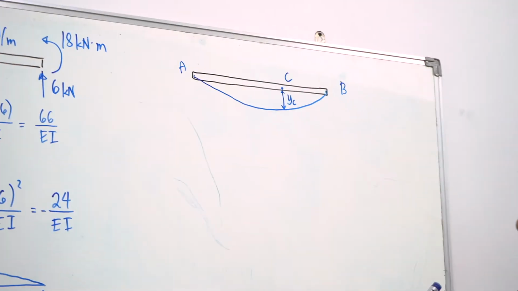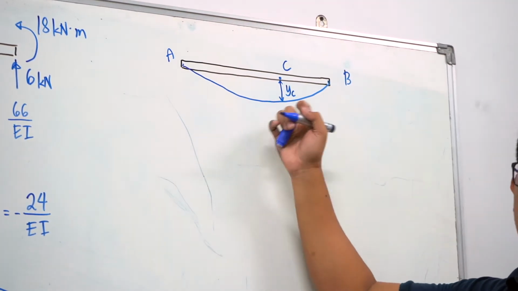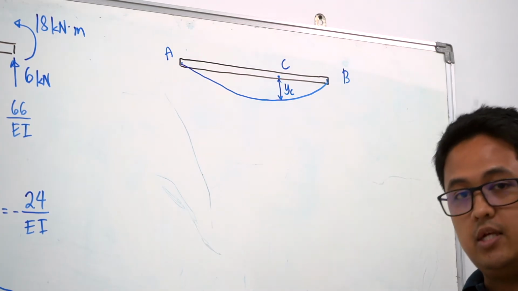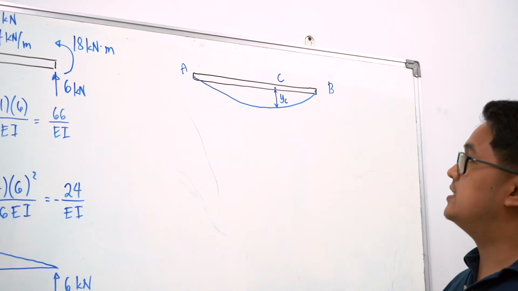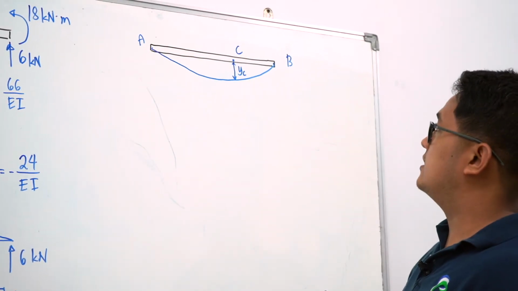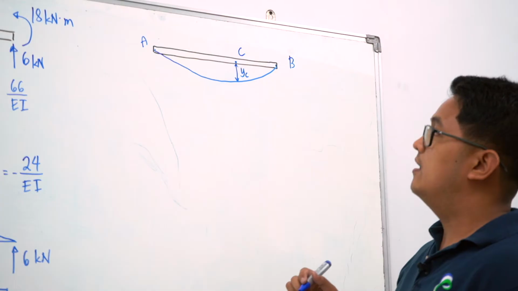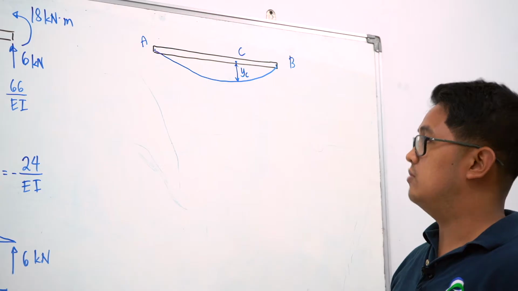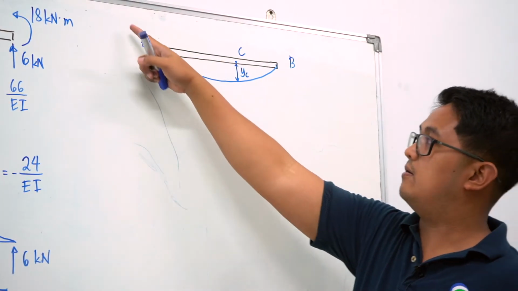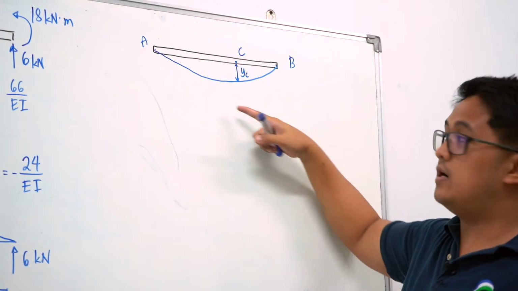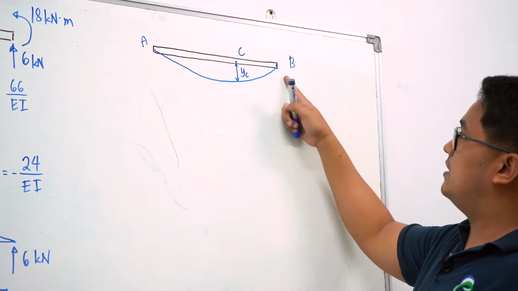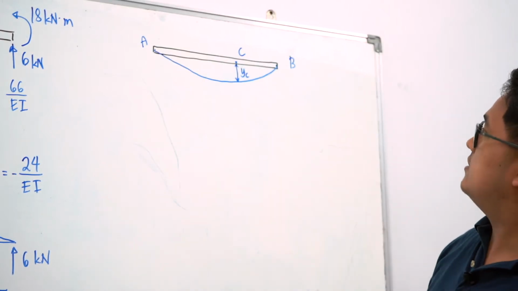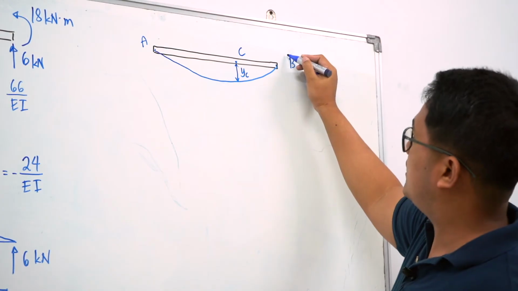Okay, and once we've sketched the elastic curve, our next step is to select a reference tangent. When we say reference tangent, that is the tangent line at a certain point to which we will refer our geometric parameters. So in this case, we can select the tangent line at A to be our reference tangent, or we can select the tangent line at B as our reference tangent. For our case, let's use the tangent line at B.